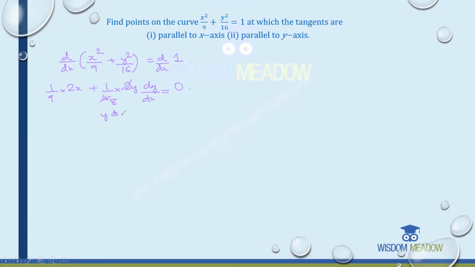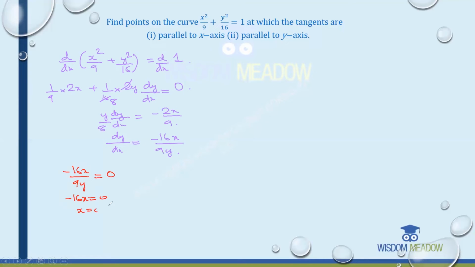So you get y dy by dx over 8 is equal to minus 2x over 9. So dy by dx is going to be minus 16x over 9y. Now, since it's parallel to the x-axis, minus 16x over 9y should be equal to 0 because the slope of the x-axis is 0. So now solving for the variable, cross multiplying, I would get minus 16x is equal to 0.